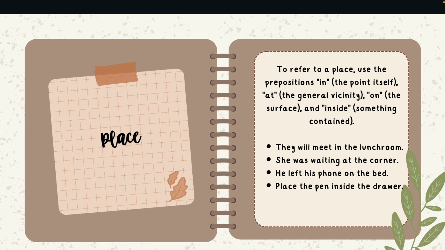So we have here a few examples. They will meet in the lunchroom. So we have in the lunchroom. So we are going inside a particular closed space. We have here, she was waiting at the corner. He left his phone on the bed. So the location. Then, place the pen inside the drawer.